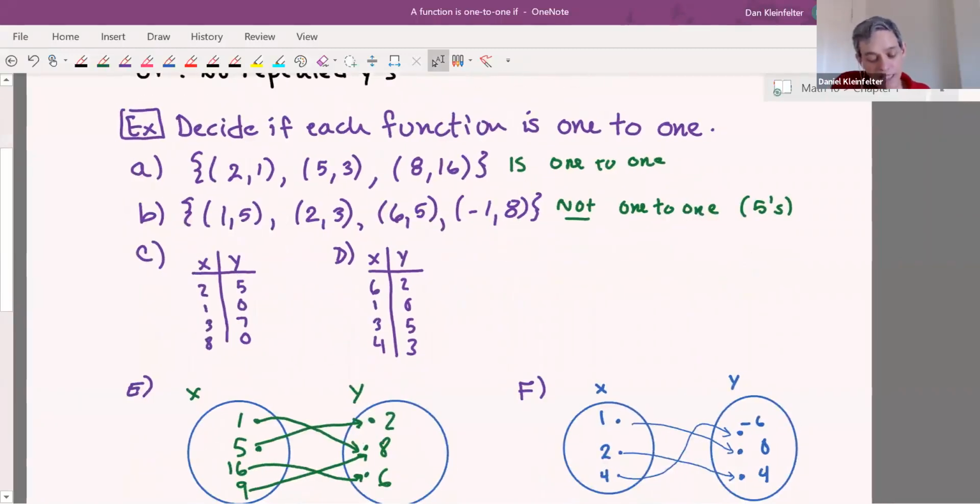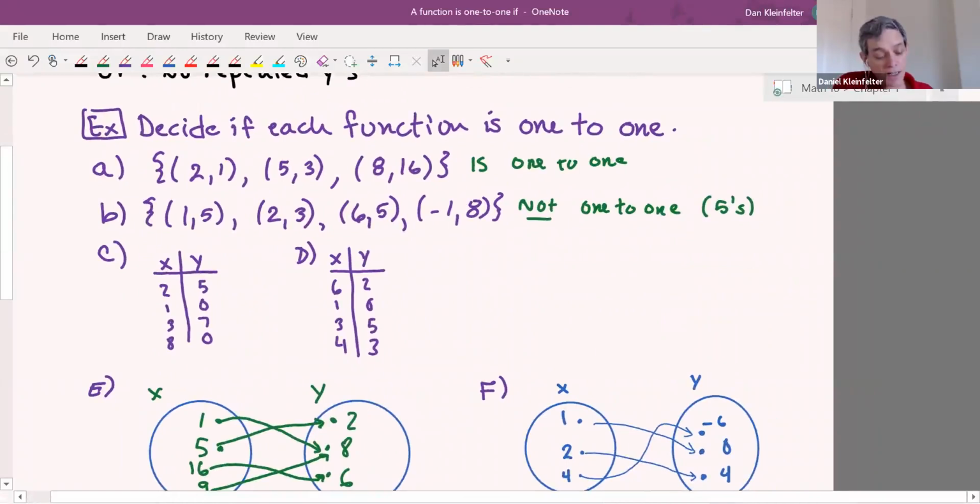Okay, functions given by tables: 2, 5, 1, 0, 3, 7, and 8, 0. I see a couple of repeated y's there, so no, it's not one-to-one. For the other function, there's no repeated y's, so yes, this would be one-to-one.